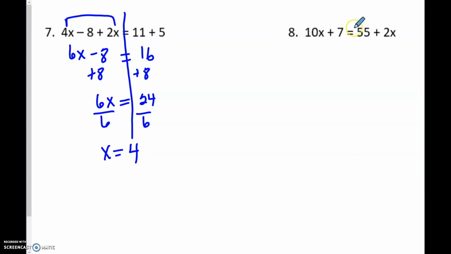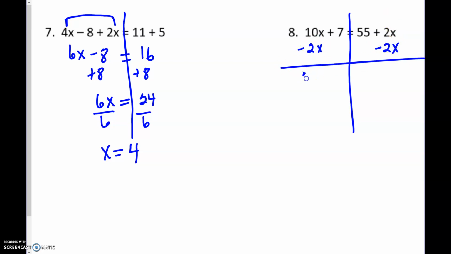All right, number 8, when we look at these letters, 10x and 2x are on opposite sides. So I have to do opposite operations. I like to move the smaller one. So what are we going to do to move that 2x? I'm going to subtract 2x from both sides. So I have 8x plus 7 equals 55.